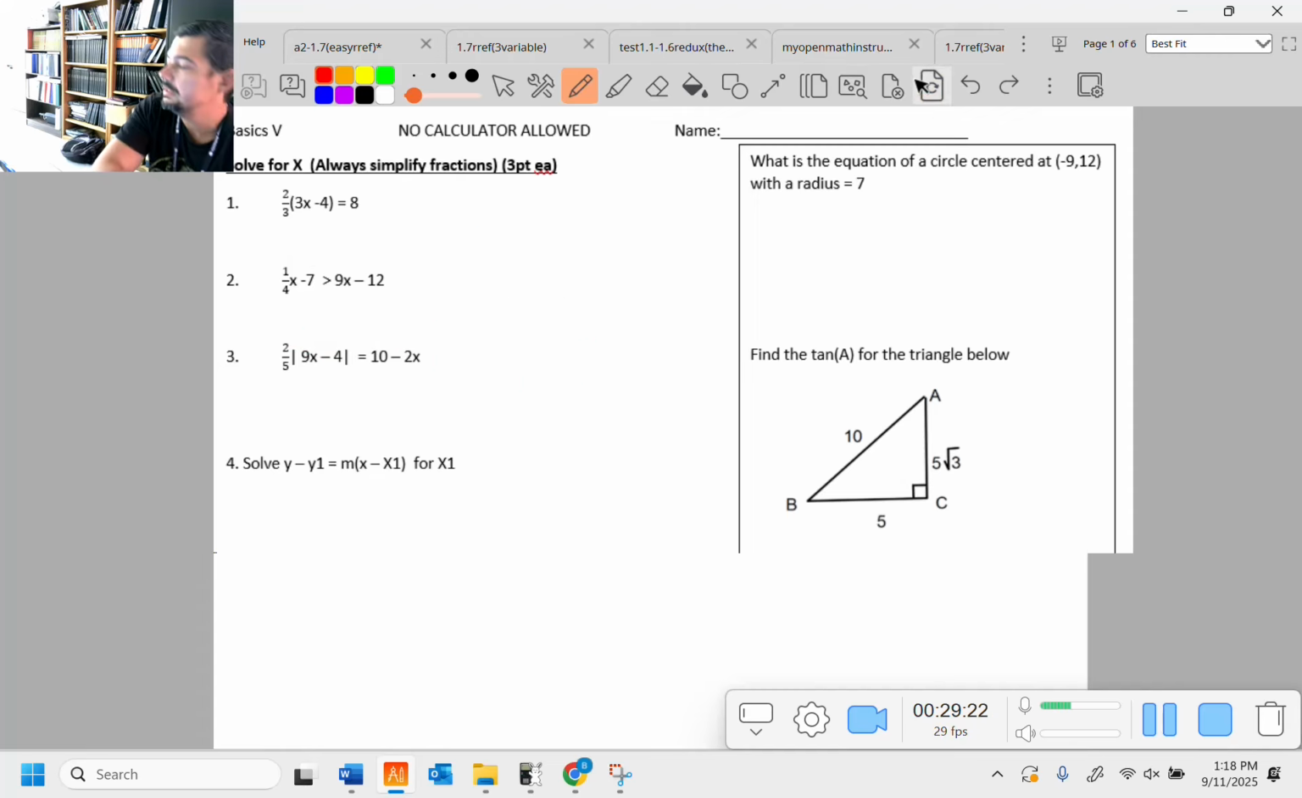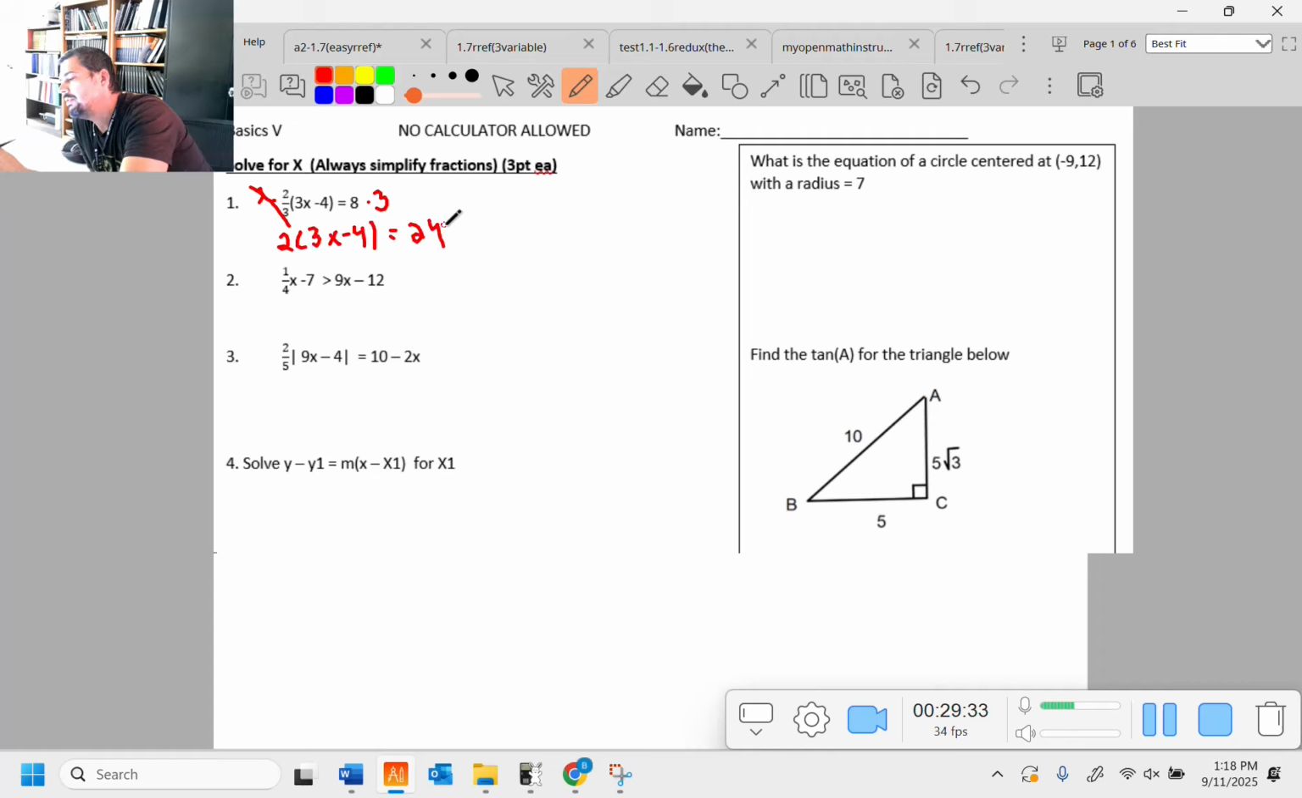Bless you. Alright. I am going to do this one by clearing the fraction. 3's cancel. Leaves me with twice 3x minus 4 is equal to 24. I notice a lot of kids forgot to triple the other side. I could divide the 2 out. I could also do the distributive property. Most people do the distributive property. 6x minus 8 equals 24. We add 8 to both sides. 6x is 32. We divide by 6, and of course we simplify the fraction.